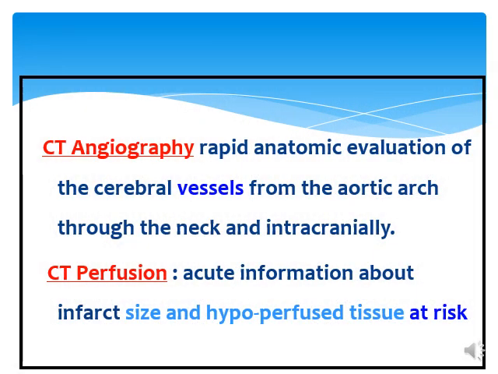So more advanced radiological investigations or more evaluation, I mean, for the blood vessels and the area around the core of infarction: CT, computerized tomography, angiography. This is a rapid anatomic evaluation of the cerebral vessels, starting from the aortic arch through the neck and intracranially. So you can see the tree of arteries coming from the aortic arch.